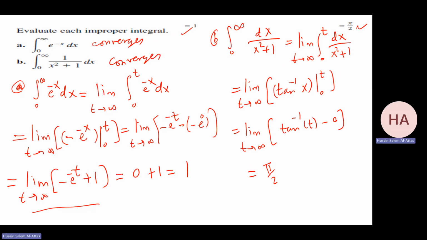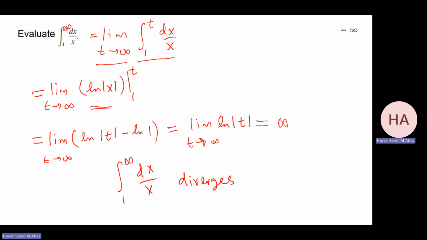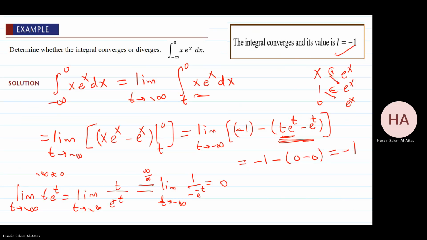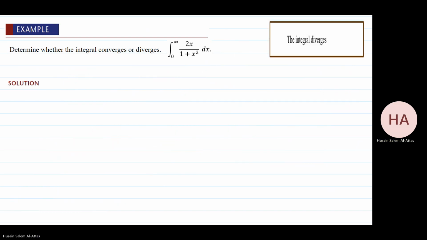The first one, I think, it diverges. Very clear. Diverges. Okay. So this one, we say it converges, and its value is this. This one, let me do the calculation.